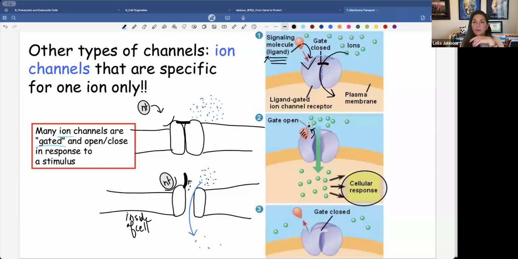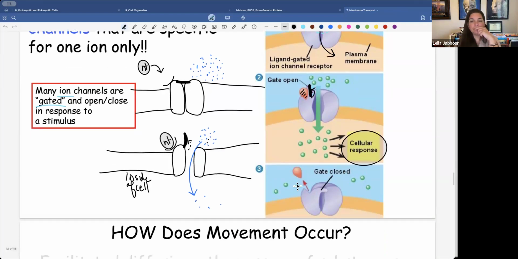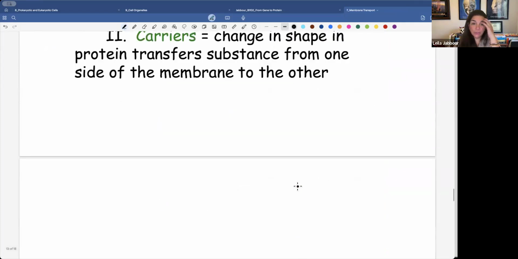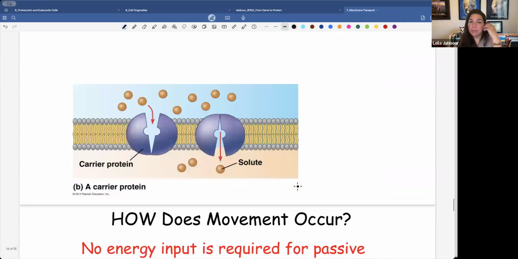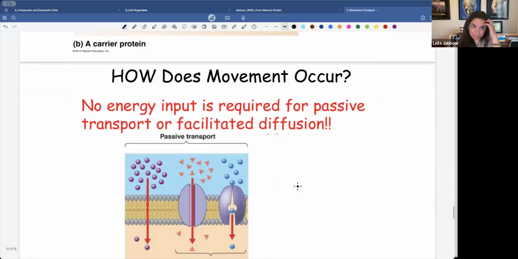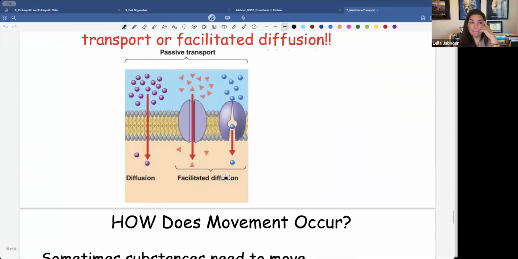Yeah, you see, so this was the gate, and the gate opened. And it will allow the entrance of these ions in. And then the gate will eventually be closed again when the ligand is plucked off of its binding site. And you'll see in future classes how that happens. All right, so for carriers, we have basically a change in shape. I'm not going to rehash this. We talked about how they literally change shape and move the solute to the other side. So no energy is required, whether it's simple diffusion or facilitated diffusion. Passive transports require no energy.